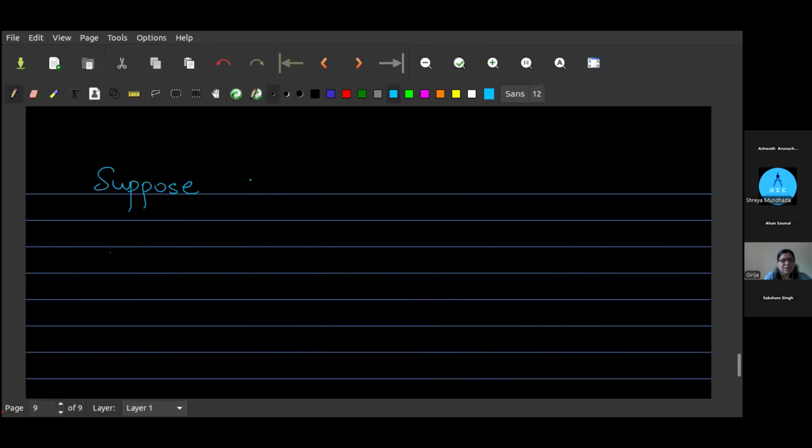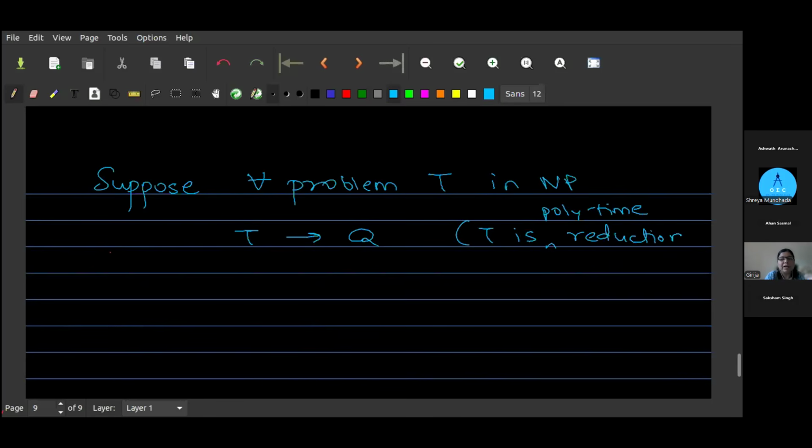So suppose for every problem, let's call it T, in the NP class, you can reduce T to Q. This means T is reduced in polynomial time, because if the reduction itself takes exponential time, then we can't get the entire algorithm for T in polynomial time. So T is polynomial time reduced to Q. This arrow means polynomial time reduction. Suppose this holds, then in fact Q is called an NP complete problem. I wanted to define that first.